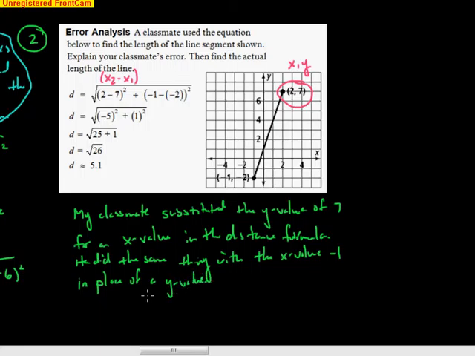So something like that, right? So something lets me know you know that that's an x and a y. He put the y where the x goes. And now we have to fix it. That's the second part. So let's fix this.